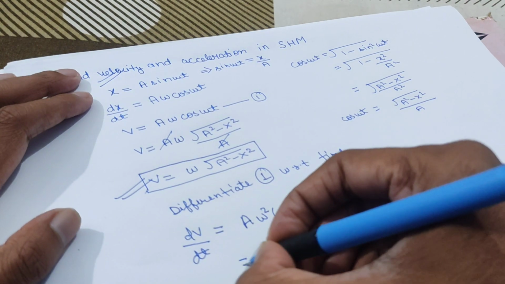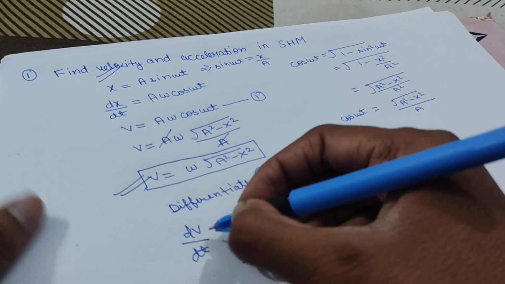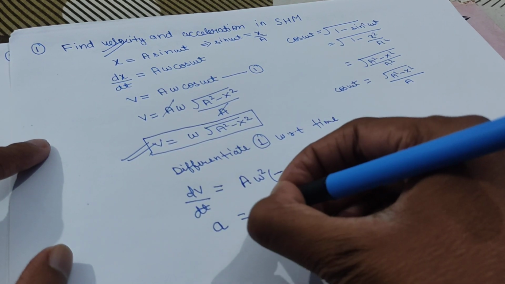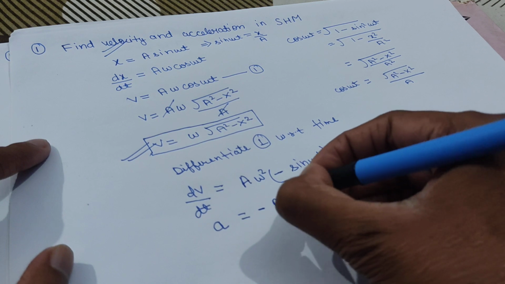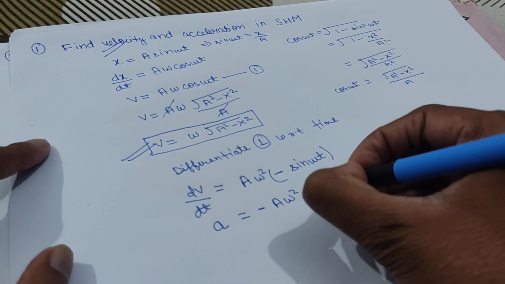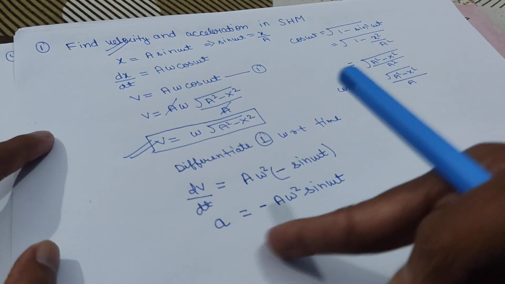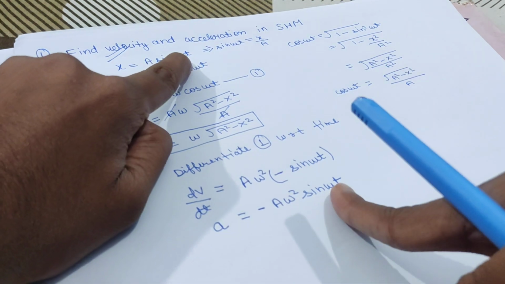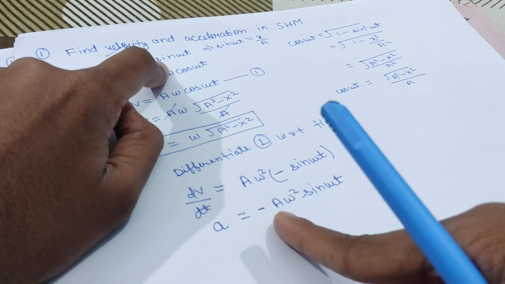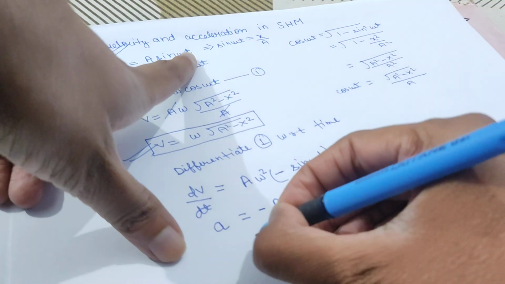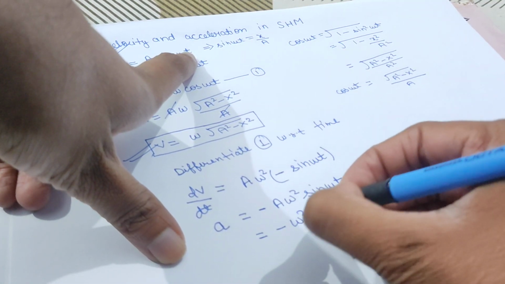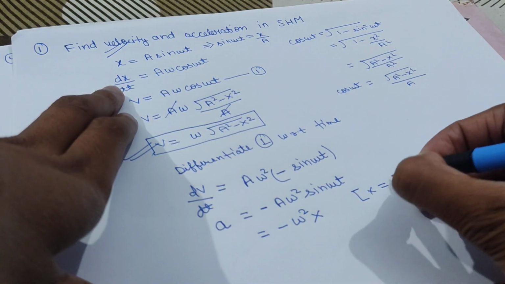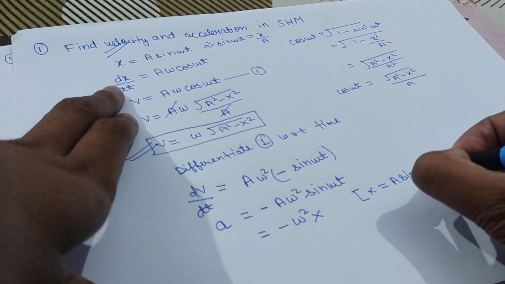Now dv by dt is the acceleration, and it will be minus a omega square sine omega t. But you can see x is equal to a sine omega t. So instead of a sine omega t, write x, so minus omega square x.